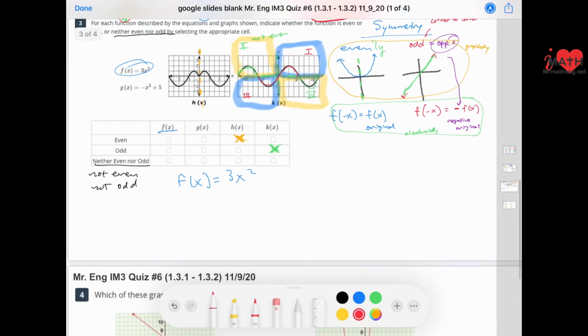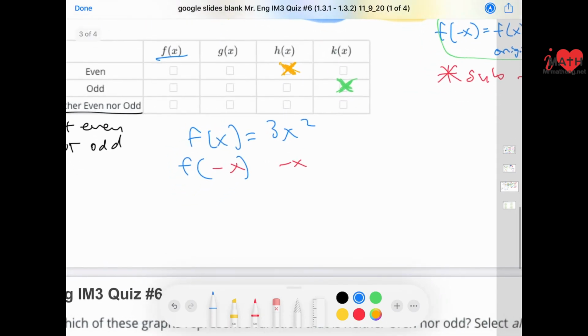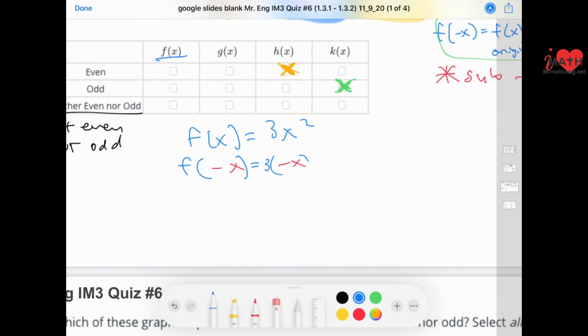So here I have to do this algebraically. When you're doing this algebraically, I had that star there, and you need to sub negative x for every x value. Now, don't worry about the left side of the equation here, okay? Don't forget we're going to use PEMDAS, which tells me I'm going to use the exponents first. So negative x times negative x is x squared, and x squared times 3 is just 3x squared.